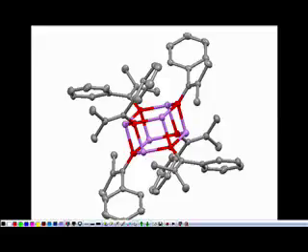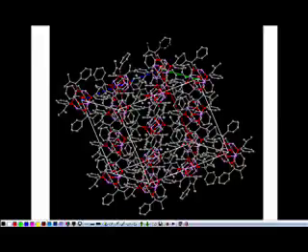And then if you want to see what the structure really looks like, think of taking that model and now all of a sudden stacking it up on top of each other. That's really what a solid looks like. It's just all of those things stacked together, but very regularly.